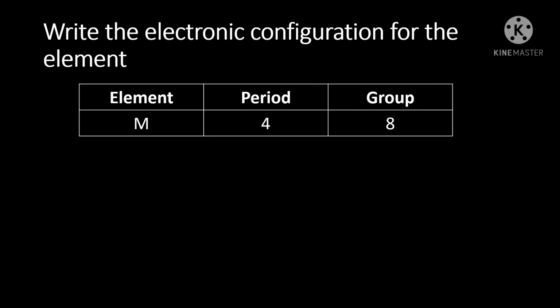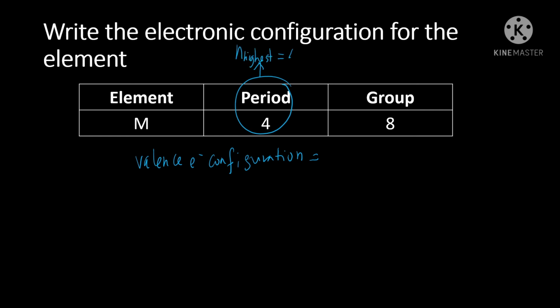So how should we write the electronic configuration for this element, given that it is in period 4 and group 8? To write the electronic configuration, again, we need to start with the valence electronic configuration. To write it, first we look at the period. For this element, it is a period 4 element, so the highest principal quantum number is 4, since it has 4 shells filled with electrons. So 4. And this element is in group 8, so it is a d block element and it has 8 valence electrons.